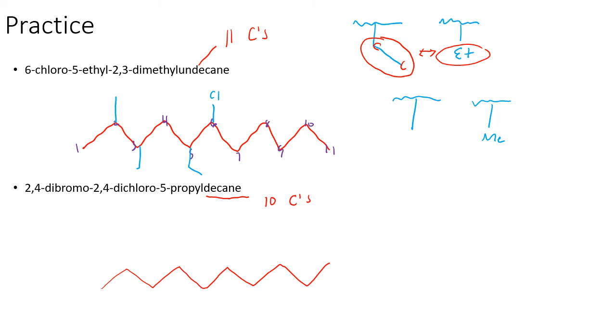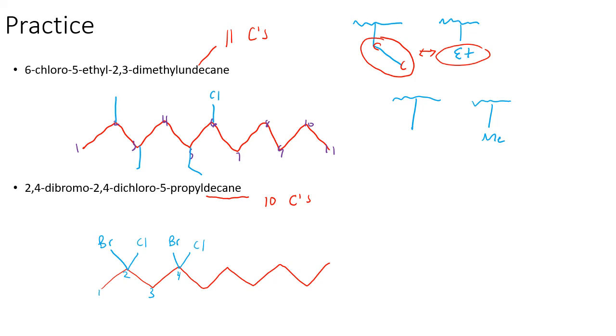And at position number 2 and 4, we got some stuff going on. So this is position 2, 3, 4. We'd have one there. So at number 2, we're going to have a bromo group. At position number 4, we're going to have a bromo group. And we're also going to have a chloro group at 2 and a chloro group at 4.